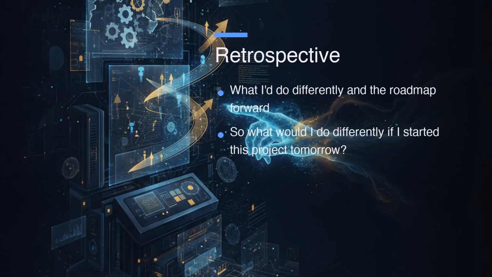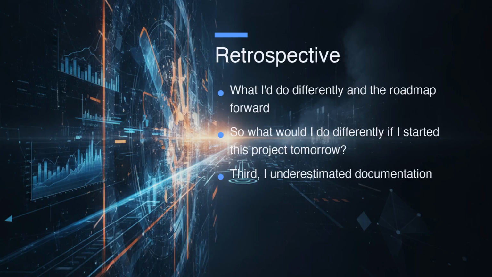Third, I underestimated documentation. Not public docs, internal docs. 6 months from now, when I've forgotten why I made certain decisions, I need to be able to understand my own architecture. I've started keeping an ADR, architecture decision record, for every significant choice. Fourth, I would have used infrastructure as code from the very beginning instead of migrating to Terraform halfway through. The migration was disruptive and error-prone.